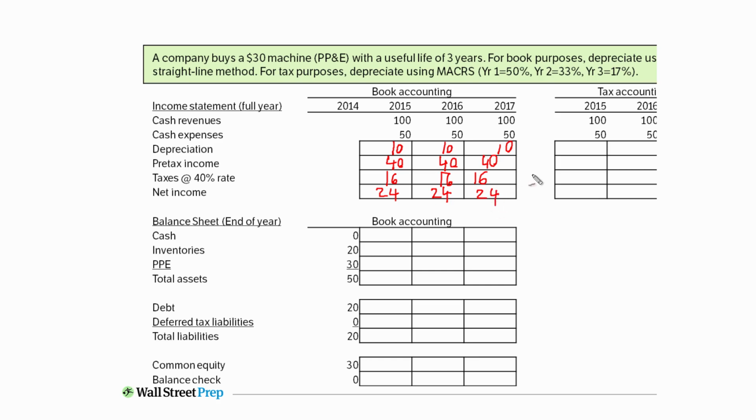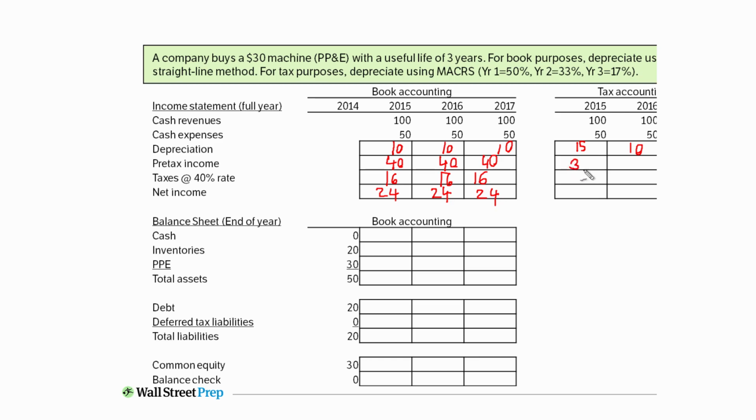Now, the tax accounting is a little bit different. We're going to have depreciation in the first year at a 50% depreciation rate on a $30 machine. That's depreciation of 15. Then we're going to have depreciation of 33% on a $30 machine. That's 10. And then the final year's depreciation is only 16 2/3 or 17%. We rounded off here, roughly 5. So notice that the same $30 worth of depreciation is happening, just the timing of it is a little bit different. But what it leads to are different results for pre-tax income for every year.